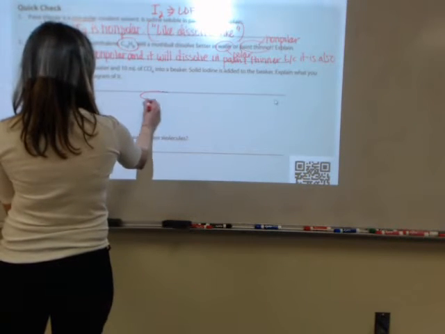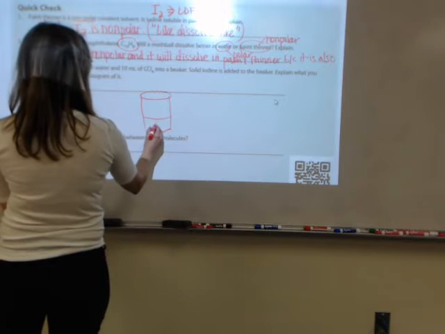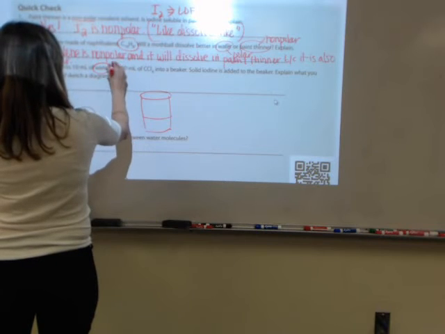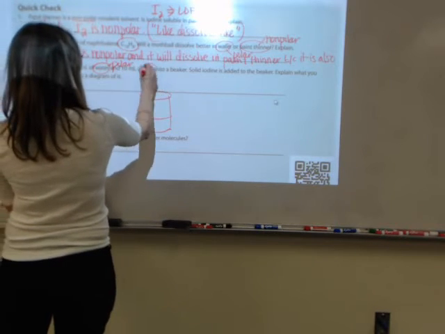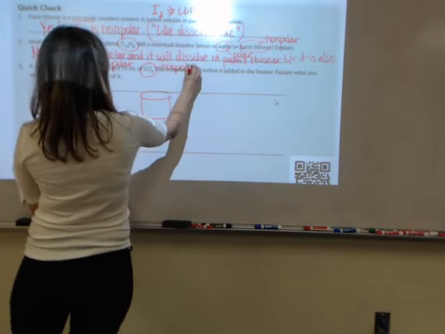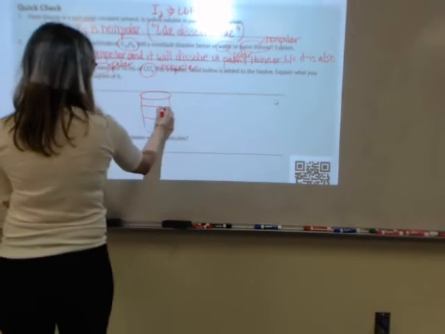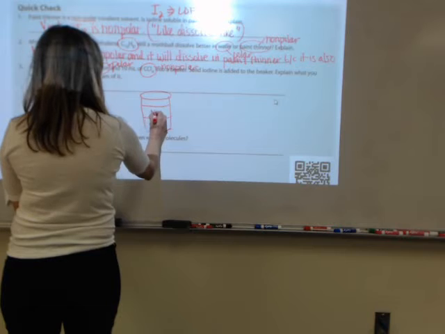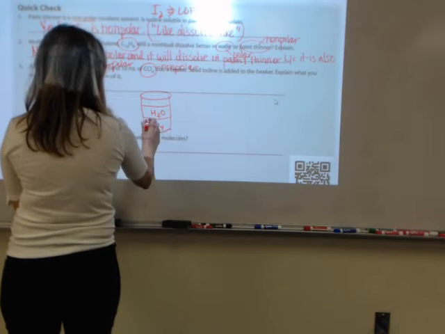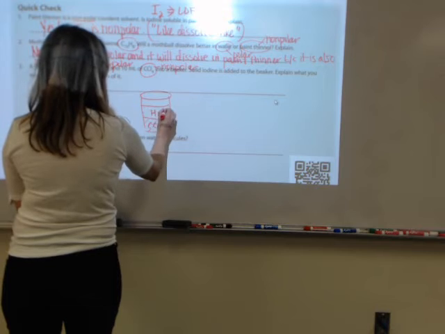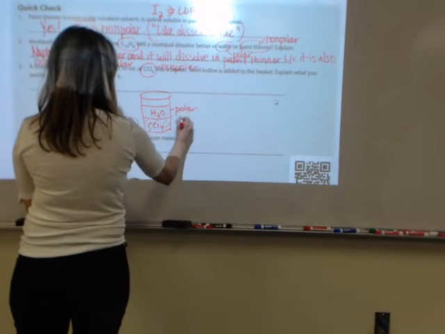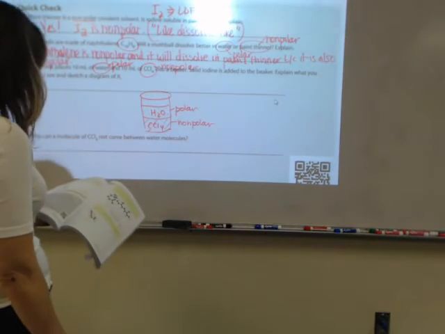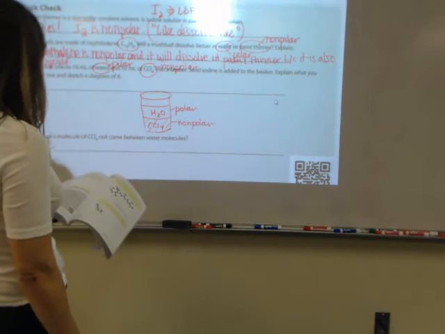Okay, so if you have a beaker and it has 10 milliliters of water, water is polar, and carbon tetrachloride is nonpolar. I don't know the densities off the top of my head, so I am just going to say that water is going to be here, and your carbon tetrachloride will be here. So they will be in separate phases because this is polar and this is nonpolar. Solid iodine is added to the beaker. Explain what you would see.